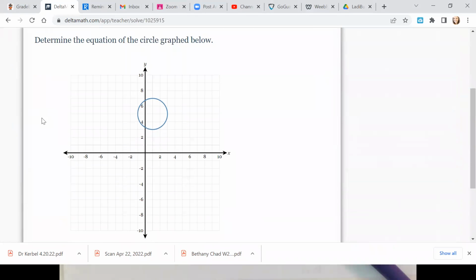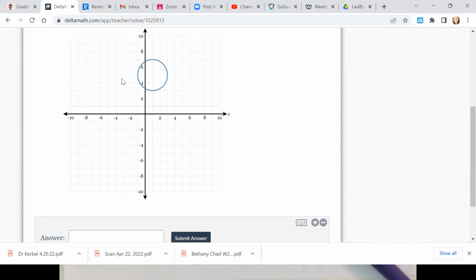Okay, so look at what you have. You have a picture, and then it tells you to write the equation. So even if yours isn't loaded yet, you can still do it looking at mine. What do I need to know to write the equation of this circle? I need the center and the radius, and that's it. So what's my center?